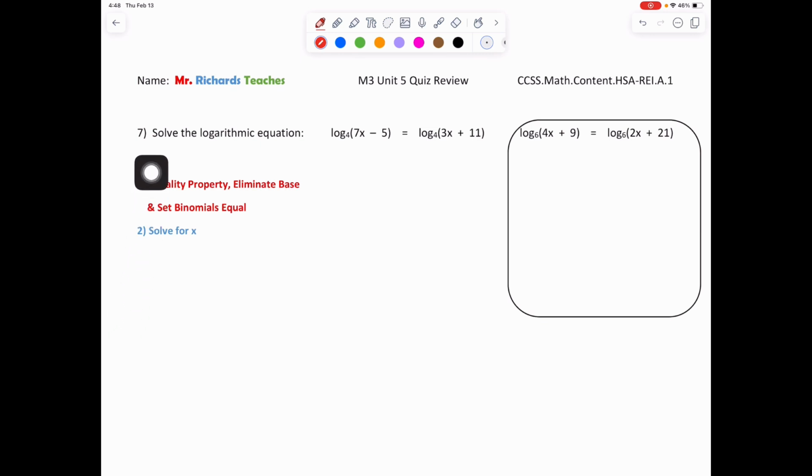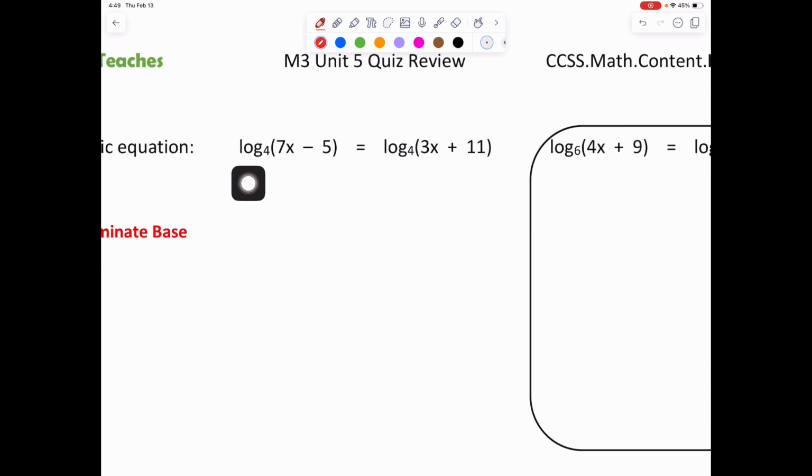Accelerating on to number 7, solve the logarithmic equation log base 4 of 7x minus 5 equals log base 4 of 3x plus 11. Step 1 in red. We do have the equality property, and we can eliminate the base and set binomials equal. Why? Because take a look at that log base 4, log base 4. Simple, yes, we have equality. And we will simply rewrite this as 7x minus 5 set equal to 3x plus 11.